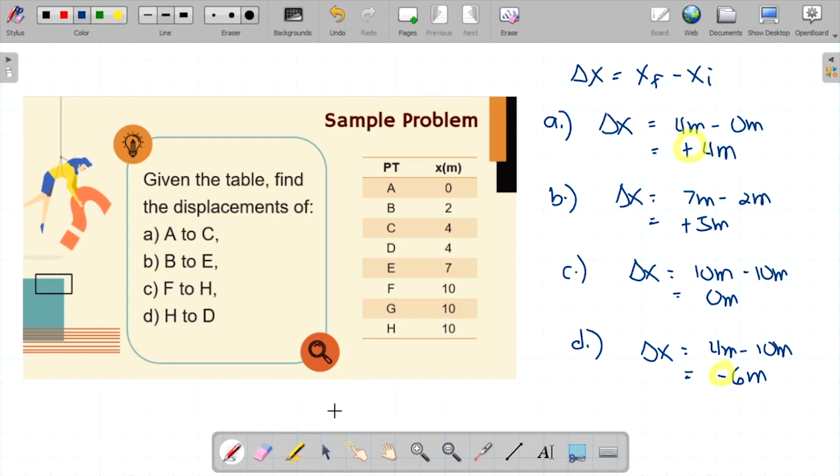In the next video, we will compare average speed from average velocity.